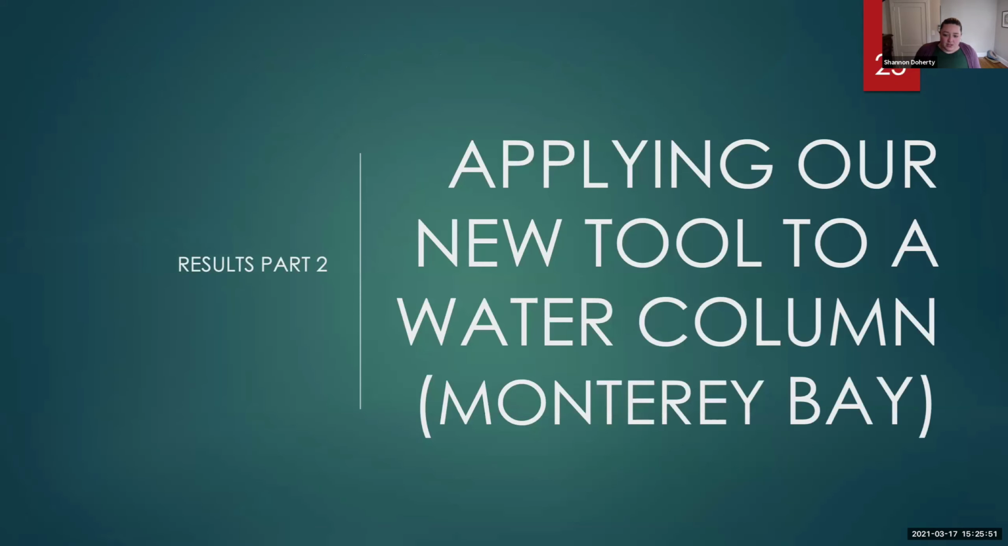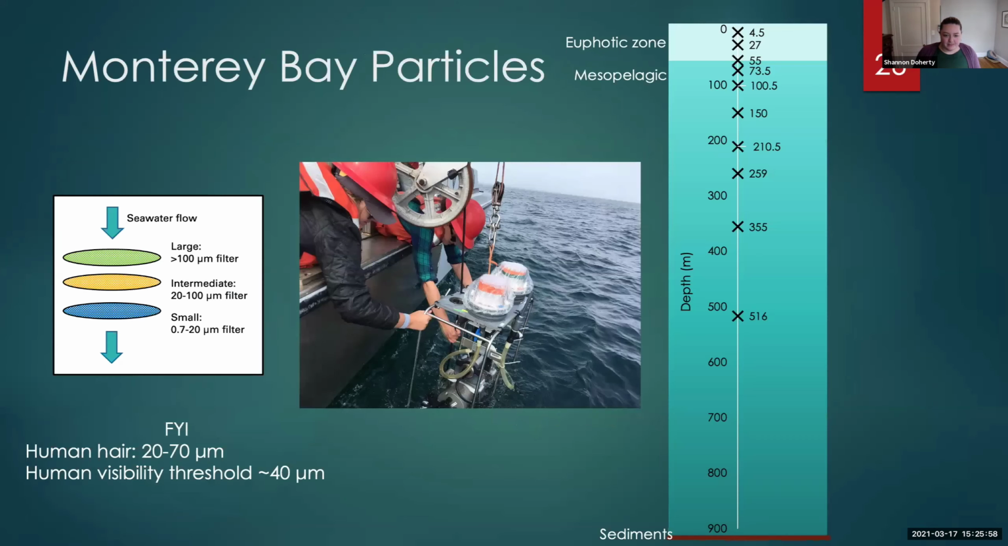And now that we've generated this tool, we need to test how well this works on an actual water column. So in this case, we're going to test it on Monterey Bay. We collected Monterey Bay particles with some researchers from MBARI and UC Santa Cruz, and we put down pump systems that filter particles out of the seawater in situ. So the seawater gets pulled through a series of filters here by the pump and then pushed out at the bottom.